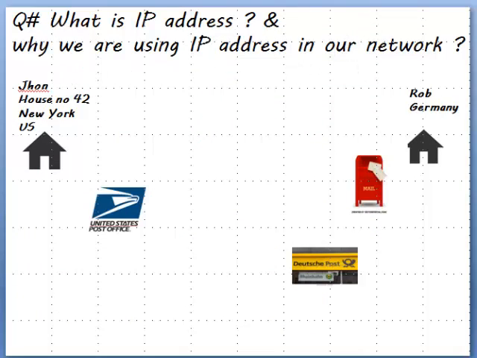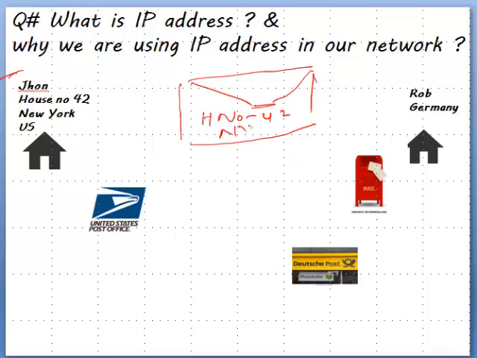To answer this question, I would like to tell you a small story regarding Mr. John, who is living in house number 42 in New York, United States, and Mr. Rob, who is living in Germany. Mr. Rob has decided to send a letter to Mr. John. To send the letter, he has prepared an envelope, written down Mr. John's address, house number 42, New York, United States, put the letter in the envelope, and put that envelope in the letter box.